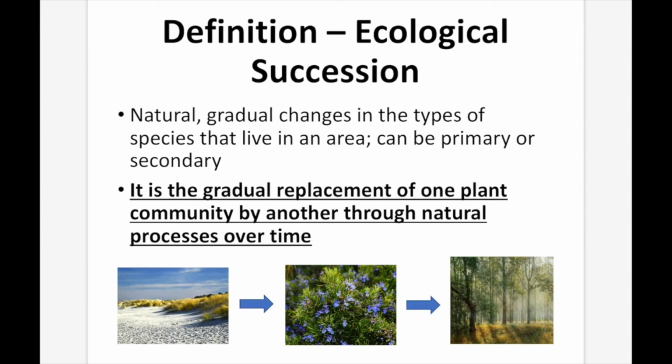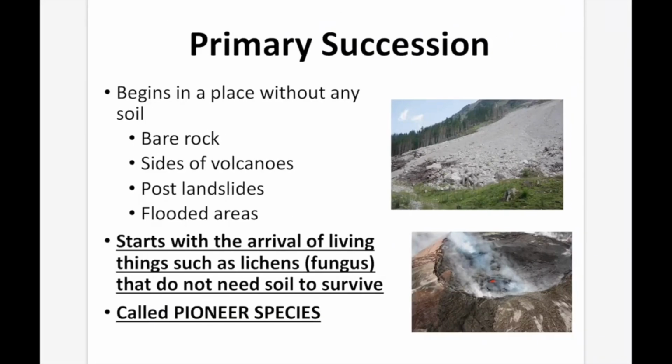And you can see here, we're going to start with our sandy dune over here on the left. We're going to get to these basic bushes in the middle, and we're going to end with our tree forest on the right-hand side. Let's start with primary succession. It begins in a place without any soil. That can be things like bare rock, sides of volcanoes, post-landslides, and flooded areas.